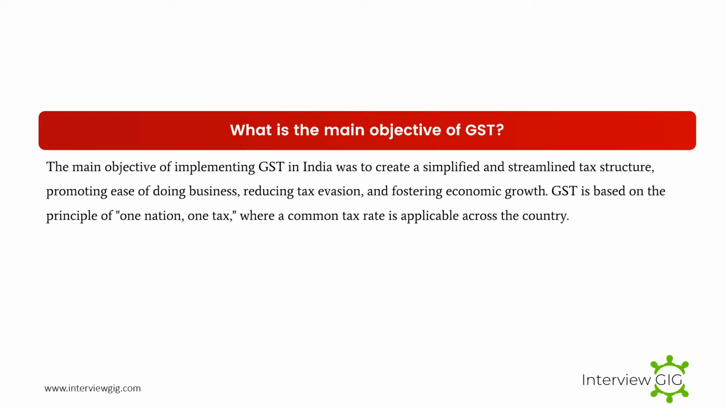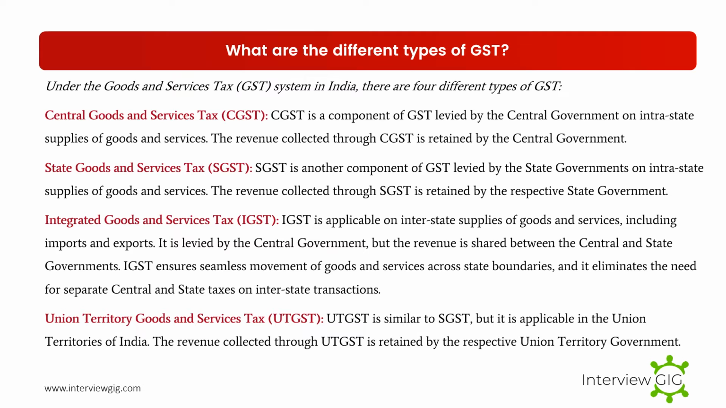What is the main objective of GST? The main objective of implementing GST in India was to create a simplified and streamlined tax structure, promoting ease of doing business, reducing tax evasion, and fostering economic growth. GST is based on the principle of one nation, one tax, where a common tax rate is applicable across the country.